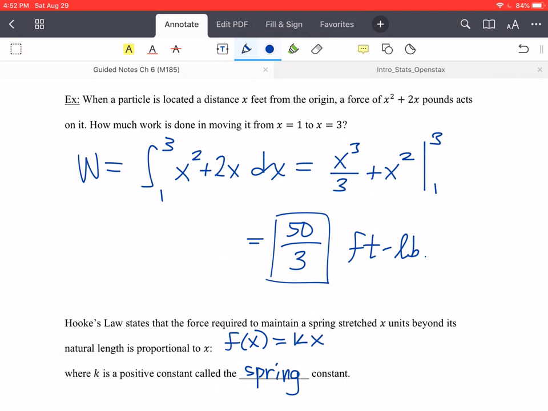So in other words, I have a spring and it has its natural length. So think of it like with a slinky, maybe, if you've played with a slinky.